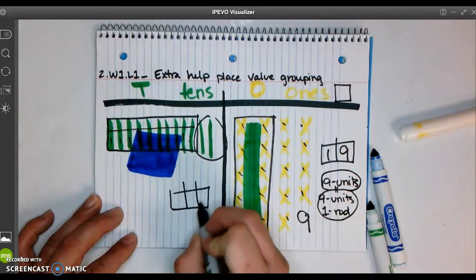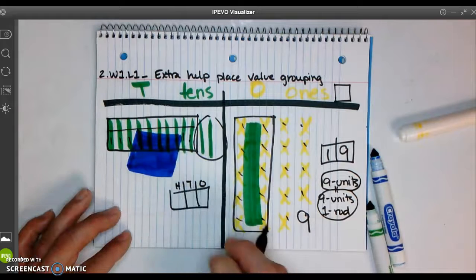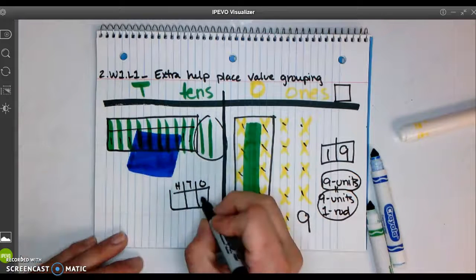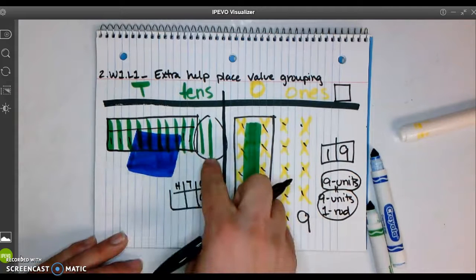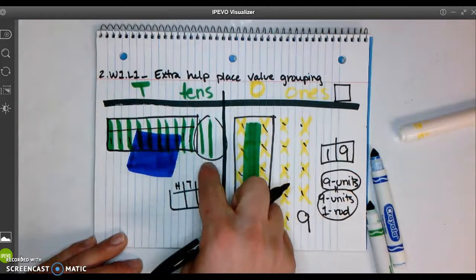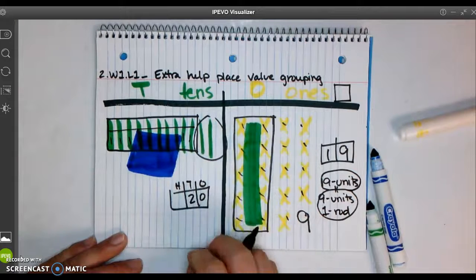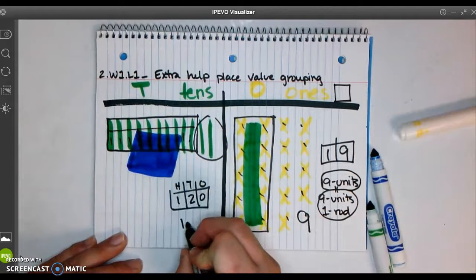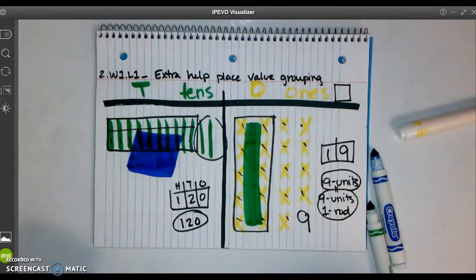Let's draw a place value chart, ones, tens, hundreds. Do we have any units on this side? No. How many freestanding rods do we now have? 12 or 2? 2. How many flats do we now have? 1. So our numeral is 120.